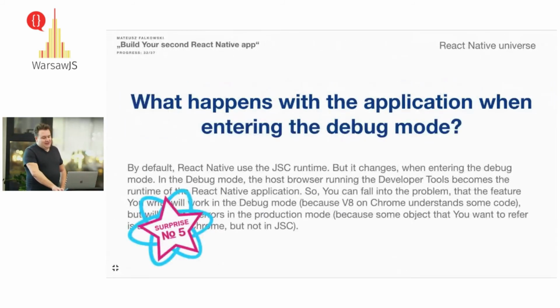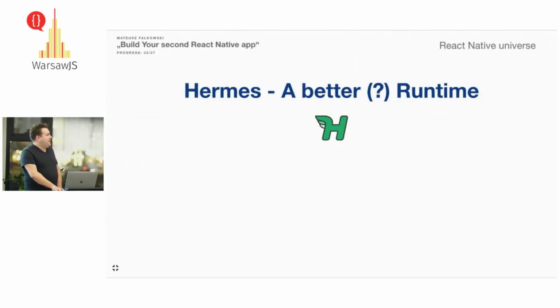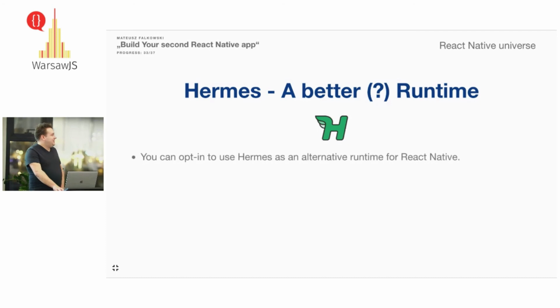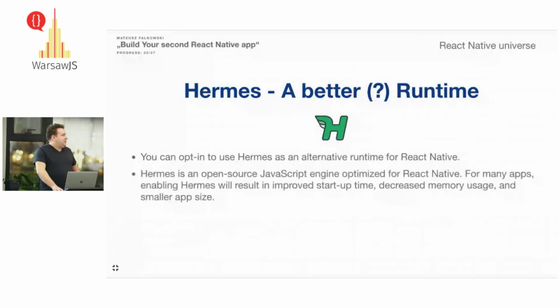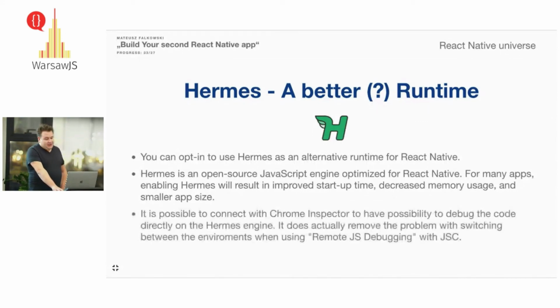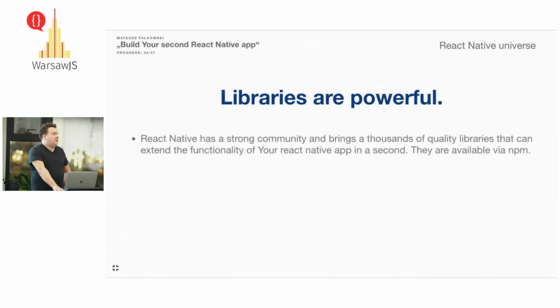And it's surprise number 5. There is Hermes on the way. It's a maybe better runtime. Let's see. It's still under development. You can opt in for that, changing your native code in React Native. It's an open source JavaScript engine optimized to tackle these React Native applications. So it's something that is a future of React Native. Maybe it will be a better runtime. And it allows you to omit that problem with debugging, because you are binding there some other way. You are still debugging on the Hermes, if you are debugging actually.